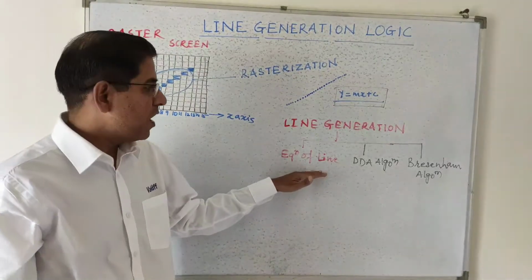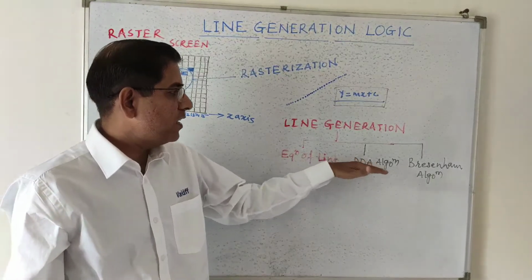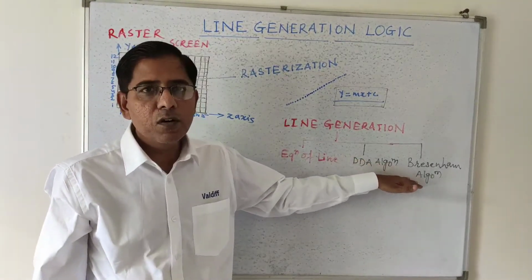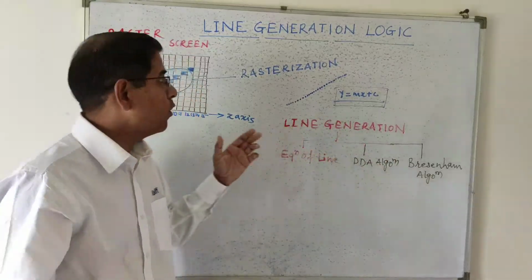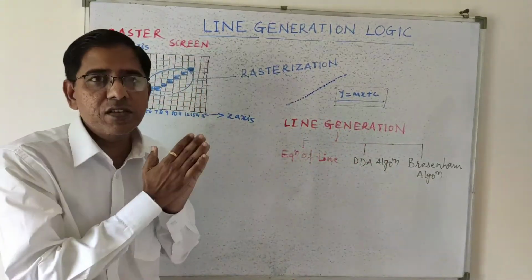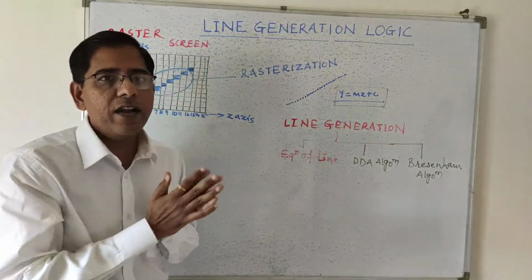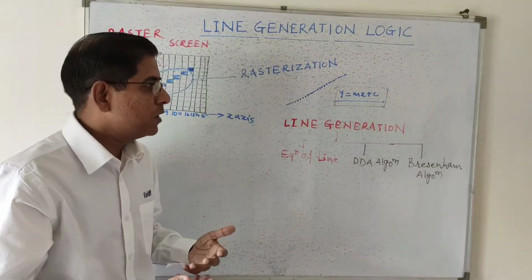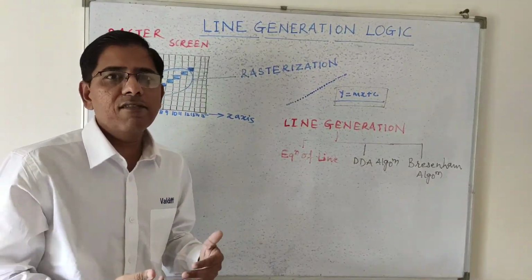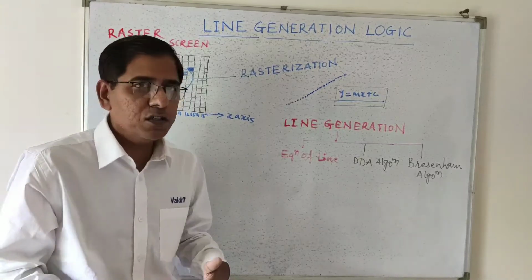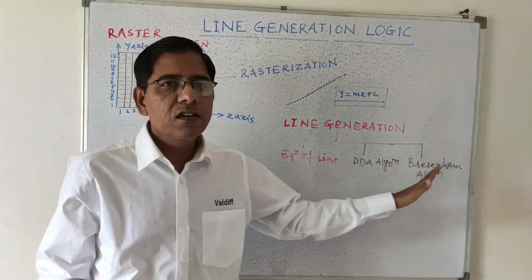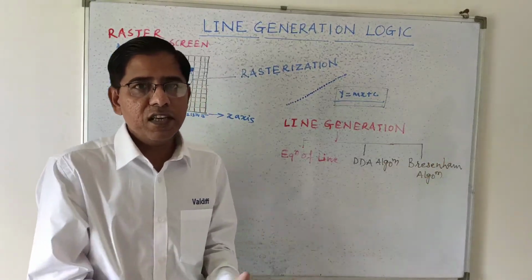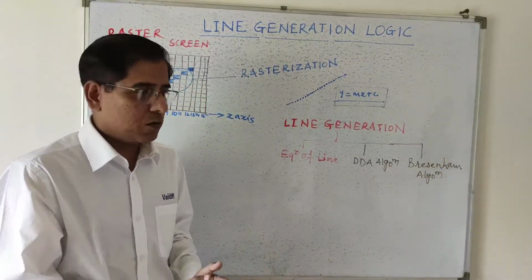Now these three algorithms, that is equation of line, DDA algorithm and Bresenham algorithm, are used for selecting the intermediate pixels between a start point and end point. Different scientists or logic developers have developed different logics, but as far as your syllabus is concerned, these are the three logics that we will be seeing in this subject called CAD.